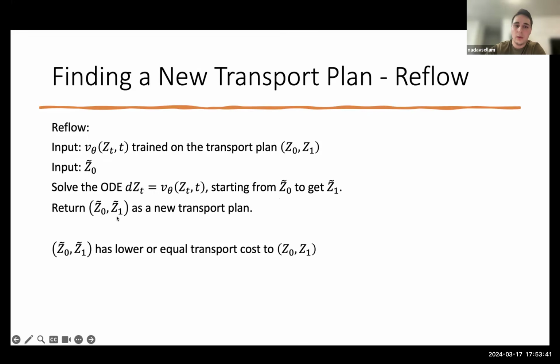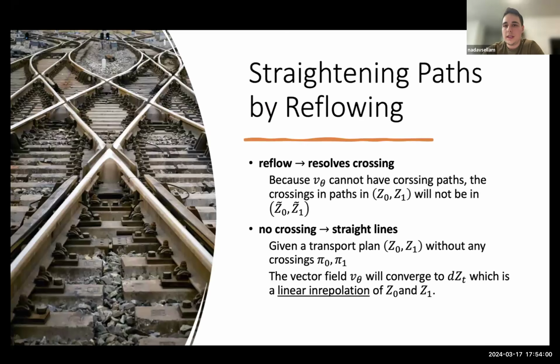I will later show you that the new transport plan has a lower or equal transport cost to the old one. This algorithm is very important to understand the paper. So is there any questions about it? Good. So why does it straighten the path if I use this method?